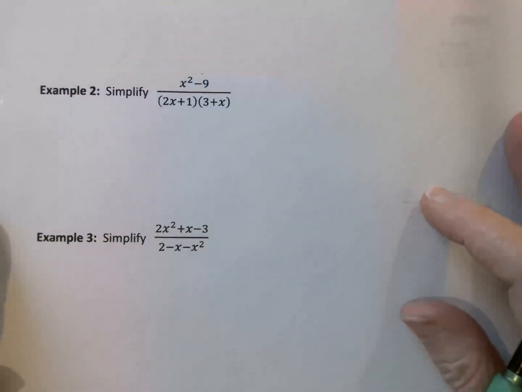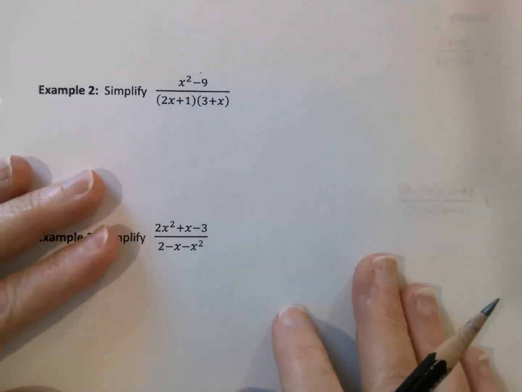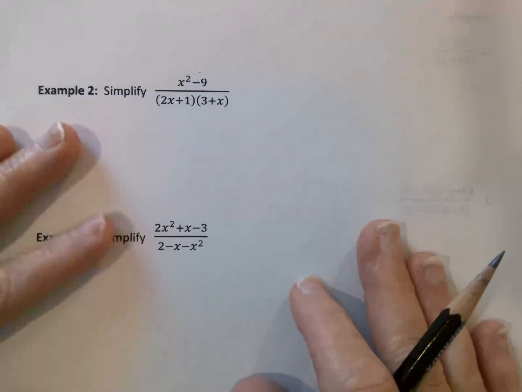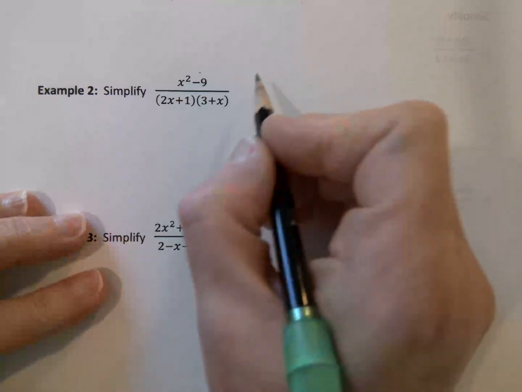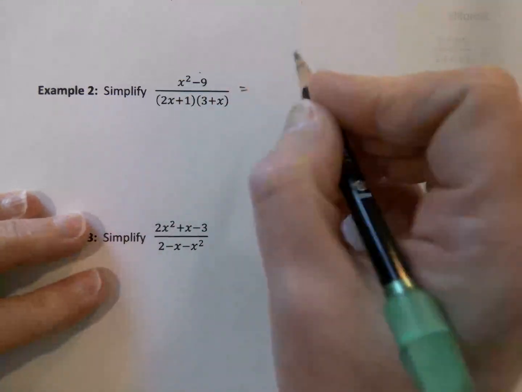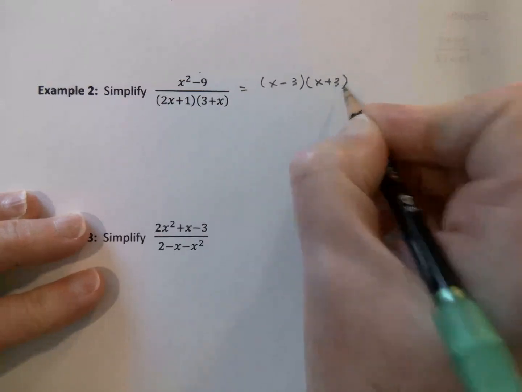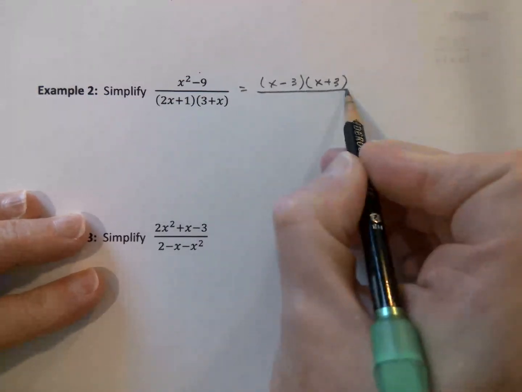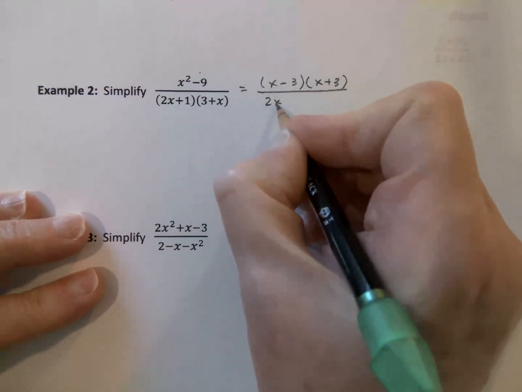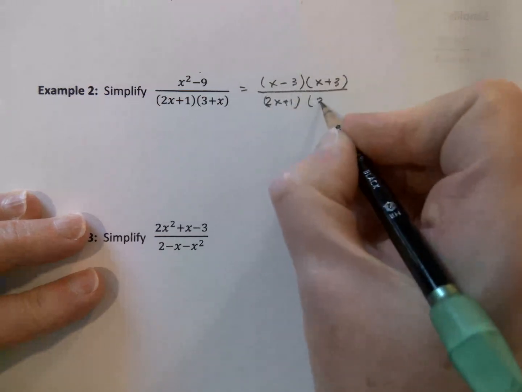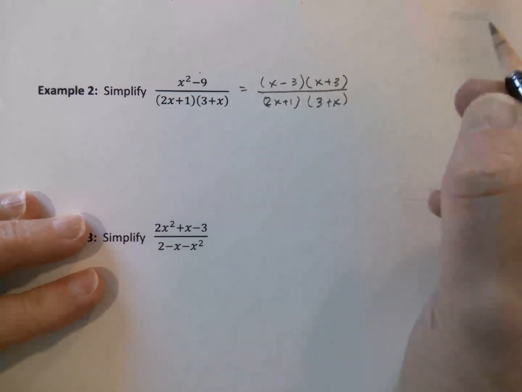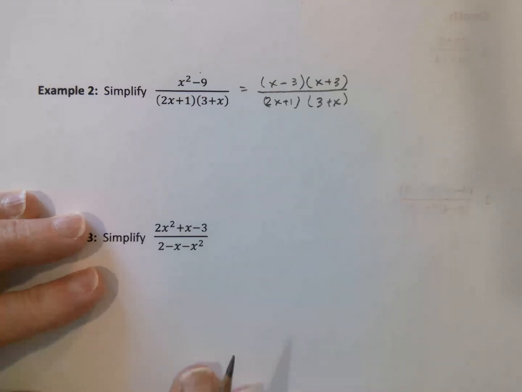Okay. Let's look at example 2. Again, I have to factor completely. So everything we learned in chapter 5, you need to remember. All right, this is a difference of 2 squares. So that's going to be x minus 3, x plus 3. That's completely factored. Here I have 2x plus 1 and 3x plus 2, or 3 plus x. It's already completely factored.